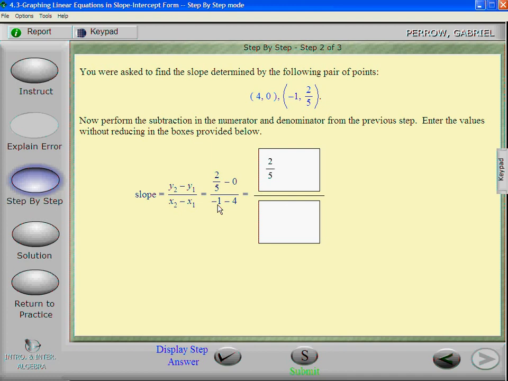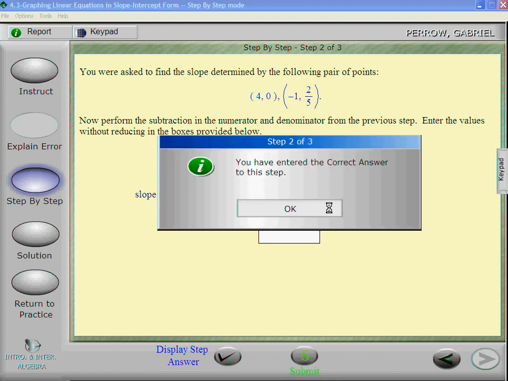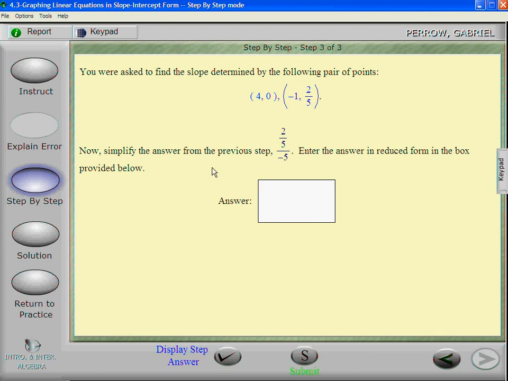The bottom calculation, negative 1 minus 4, is a negative 1 plus a negative 4. If you're bad with negatives, that should end up being a negative 5, because remember, you're adding 2 negatives, which would be another negative. So we'll say submit. Okay. And now simplify the answer from the previous step, enter your answer in the reduce box below. Another step that may be tricky for you is how do you calculate something like this where there's a fraction over another fraction.